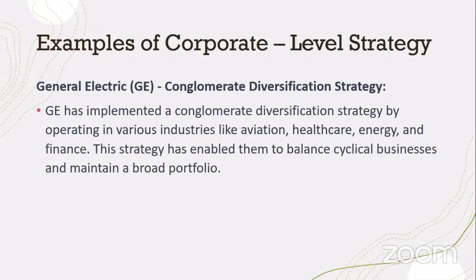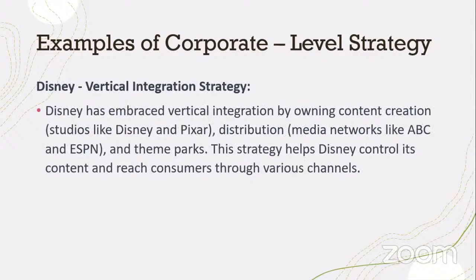You have the General Electric conglomerate diversification strategy. GE has implemented a conglomerate diversification strategy by operating in various industries like aviation, healthcare, energy, finance. This strategy has enabled them to balance cyclical businesses and maintain a broad portfolio. Disney has embraced a vertical integration strategy by owning content creation studios like Disney and Pixar, distribution like media networks like ABC and ESPN, and theme parks. This strategy helps Disney control its content and reach customers through various channels.